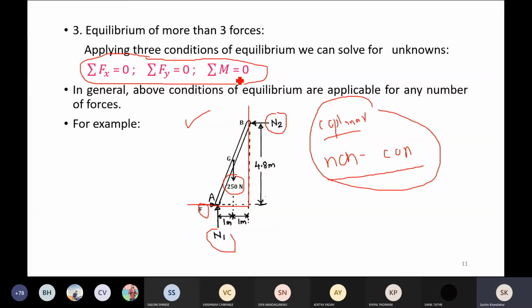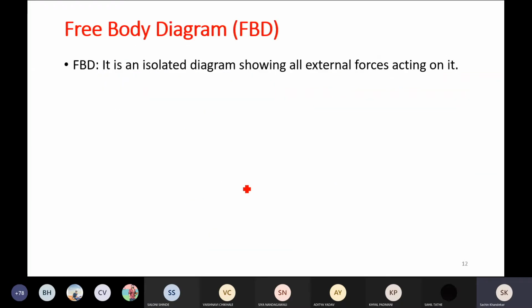Most of the time in this equilibrium unit, we are going to apply these three equations of equilibrium, Fx equals 0, Fy equals 0, and moment equals 0, and then solve for the unknowns. Before that, we need to draw the free body diagram. Drawing the free body diagram is a very, very, very important step as far as equilibrium is concerned, right? So let us discuss how to draw the free body diagram. As I already defined, a free body diagram is an isolated diagram showing all the external forces acting on it, right?